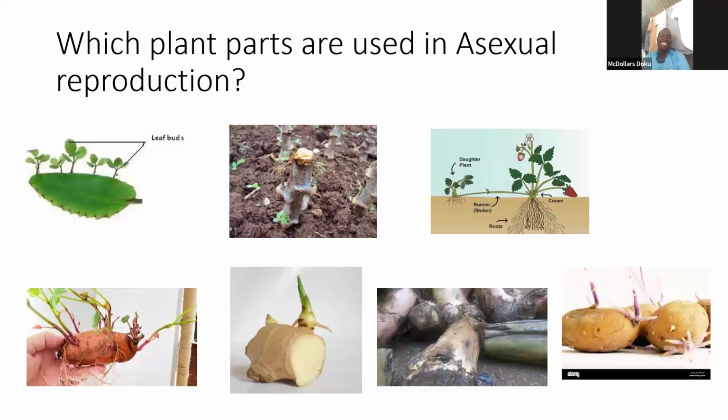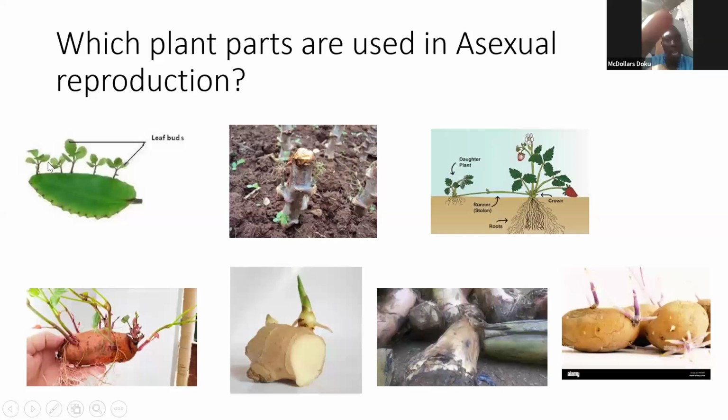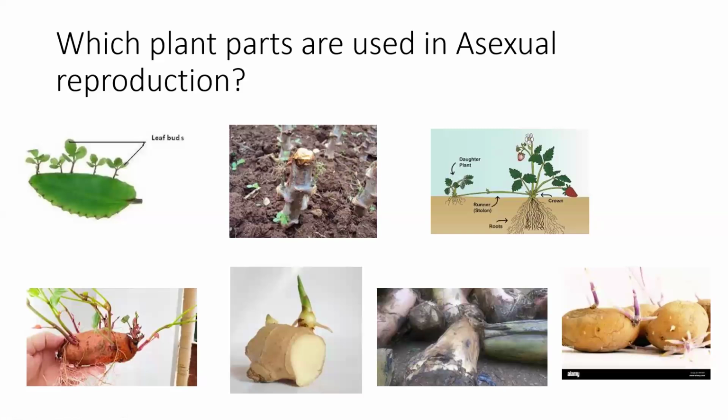Can you see my screen? Yeah, I can see it. Do you see that leaf? What does it have? Other leaves? They are buds. They are small plants. That one there, it has small plants. They are small plants coming from a leaf, right? Yes. So those other small plants can also become new plants.